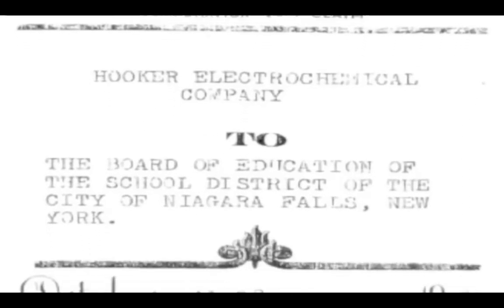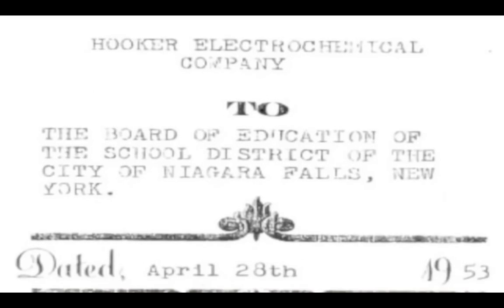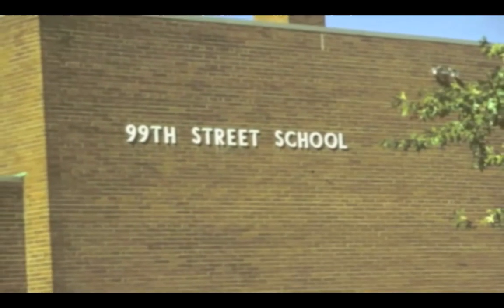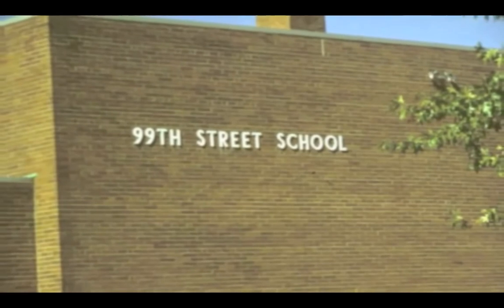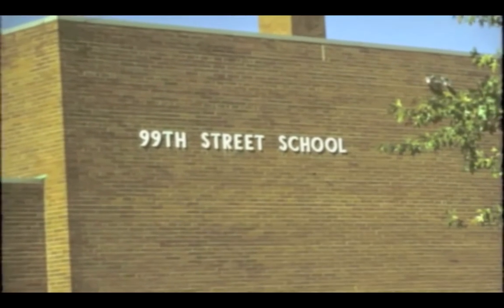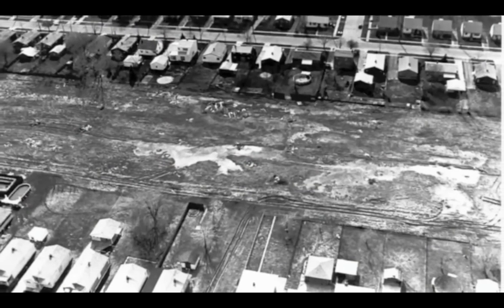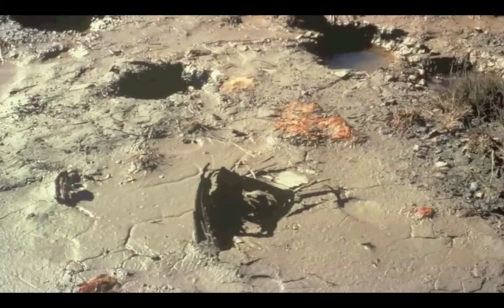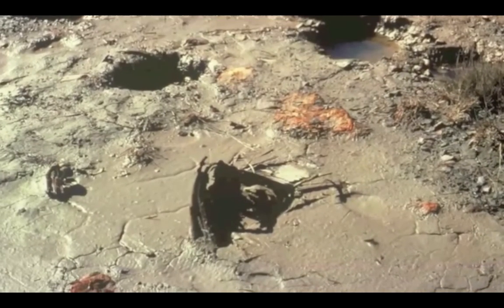Despite Hooker's warnings of the potentially toxic nature of the property, the city proceeded to build an elementary school on the newly acquired land. In addition to the elementary school, hundreds of homes were built on the periphery of the former landfill site. This development of the land caused cracks to form in the clay barrier beneath.